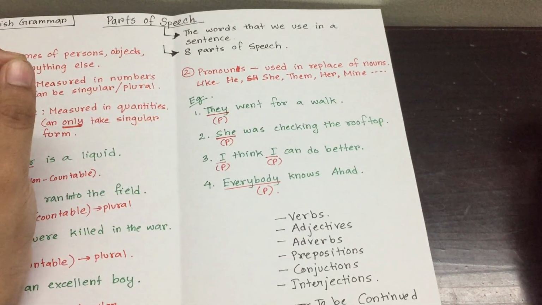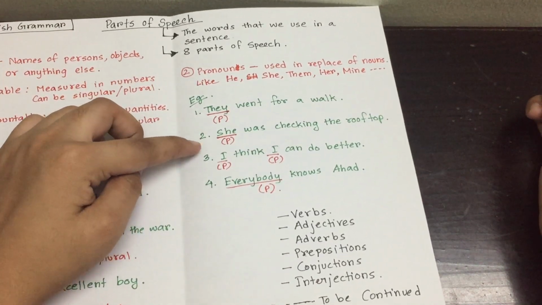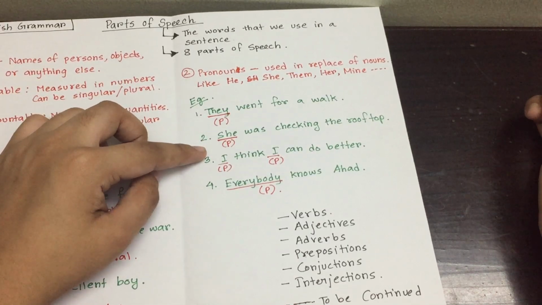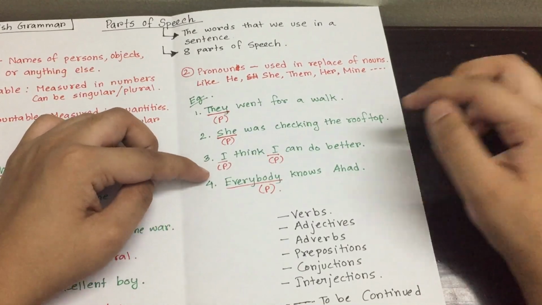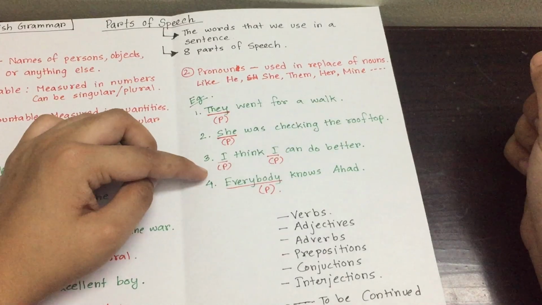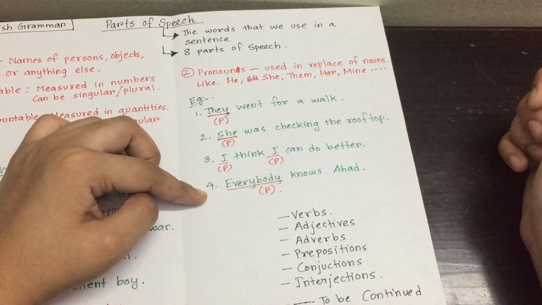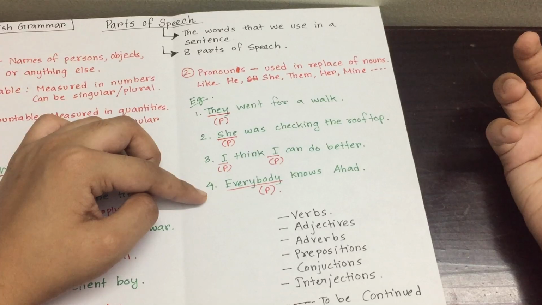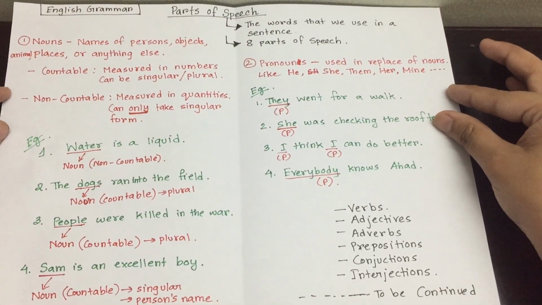They went for a walk. Here, they is a pronoun. She was checking the rooftop. She is the pronoun here. I think I can do better. Here, I is the pronoun. And lastly, everybody knows Ahat. Everybody is the pronoun here. So these were the first 2 parts of speech, nouns and pronouns.